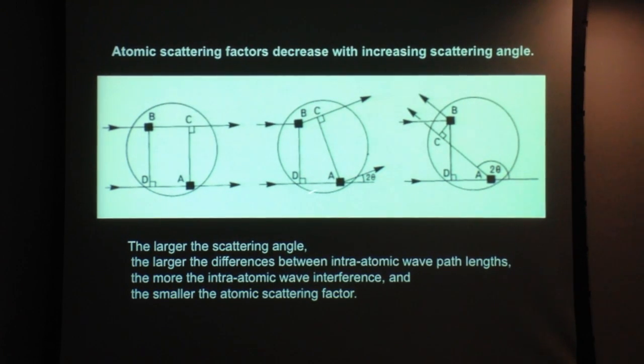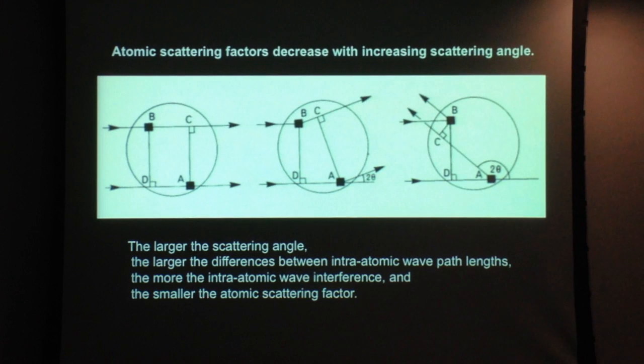So now if we start considering scattering to a higher and higher angle, what happens to these path differences? We have to worry about the path difference defined by this little line segment AD, and this one defined by BC, and we keep going around and around. The consequence is, the larger the scattering angle, the larger in general the differences between the wave path lengths within the atom, and the more the wave interference within the atom from these different points or volume elements, and therefore the net result is the smaller the scattering factor.